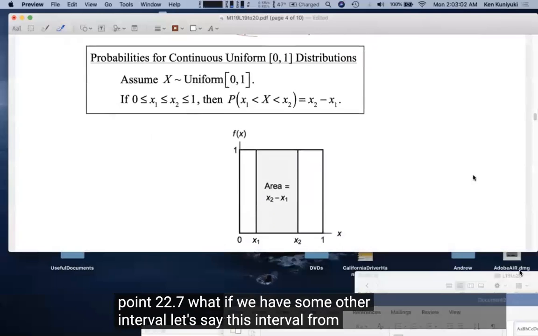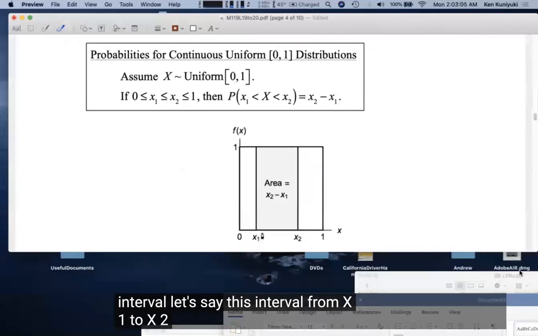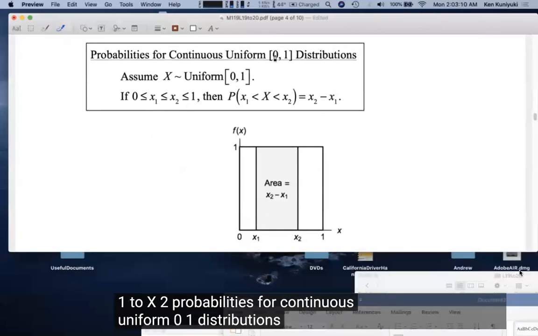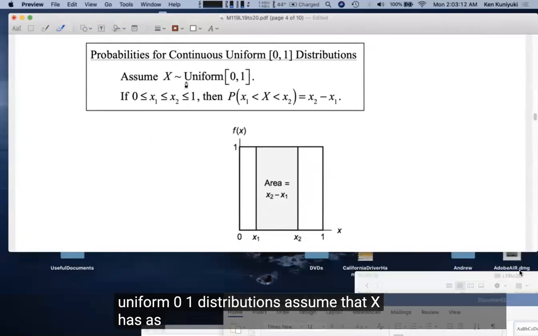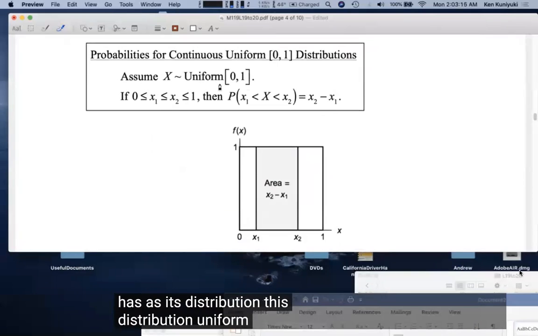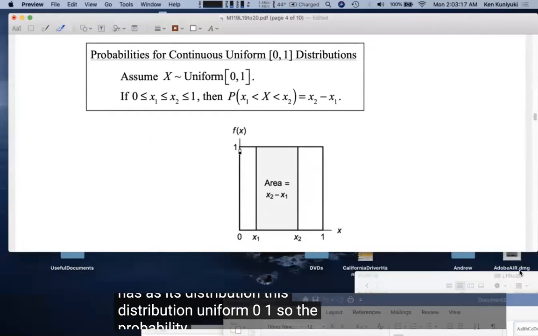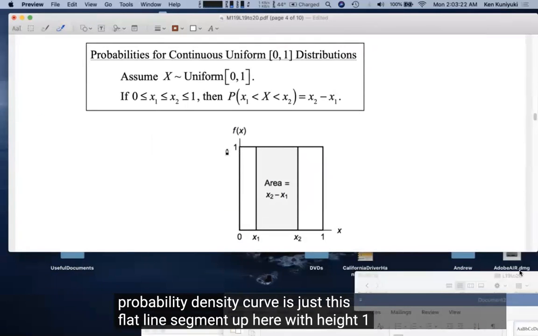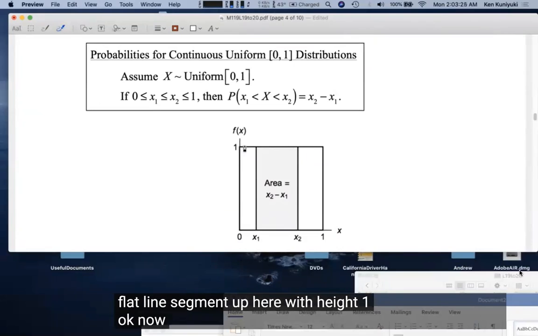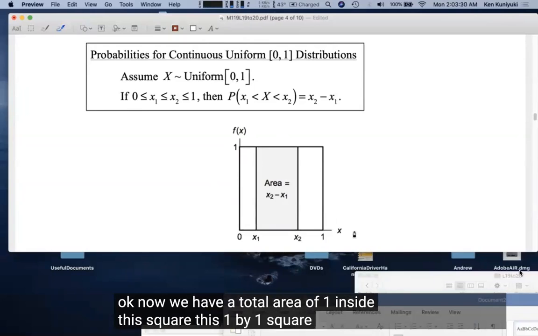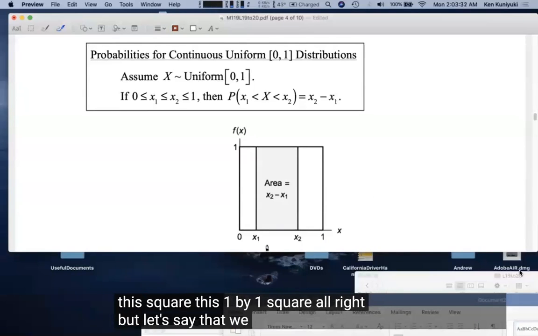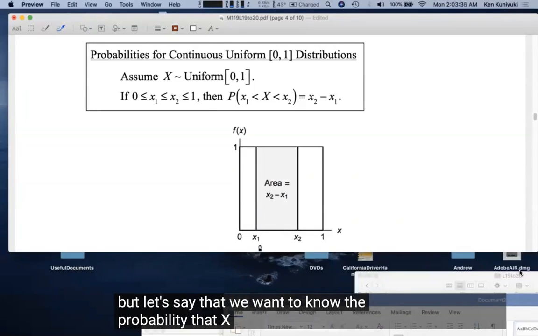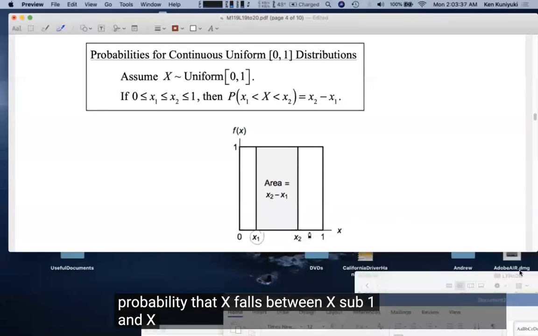Let's say this interval from x1 to x2. Probabilities for continuous, uniform, 0-1 distributions. Assume that x has as its distribution this distribution, uniform 0-1. So the probability density curve is just this flat line segment up here with height 1. Okay, now we have a total area of 1 inside this square, this 1 by 1 square, right? But let's say that we want to know the probability that x falls between x sub 1 and x sub 2.